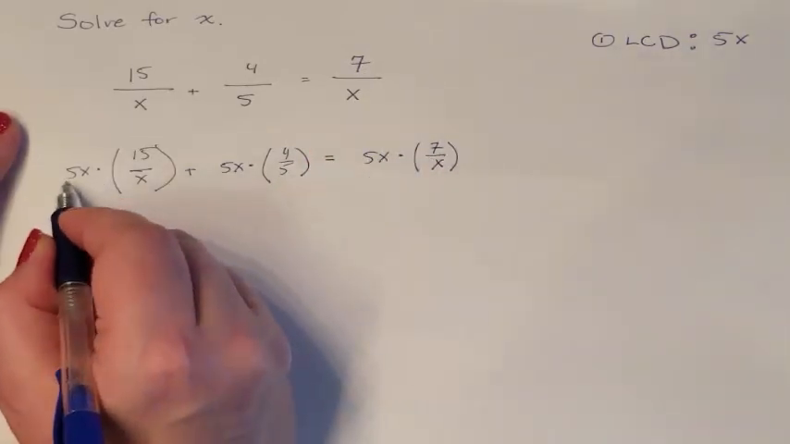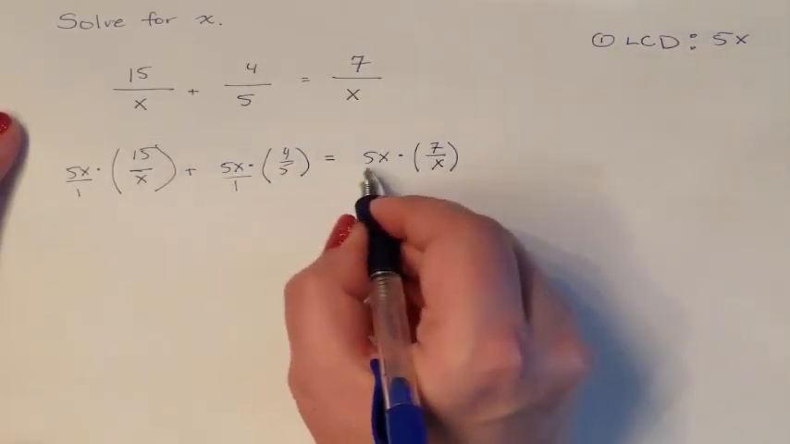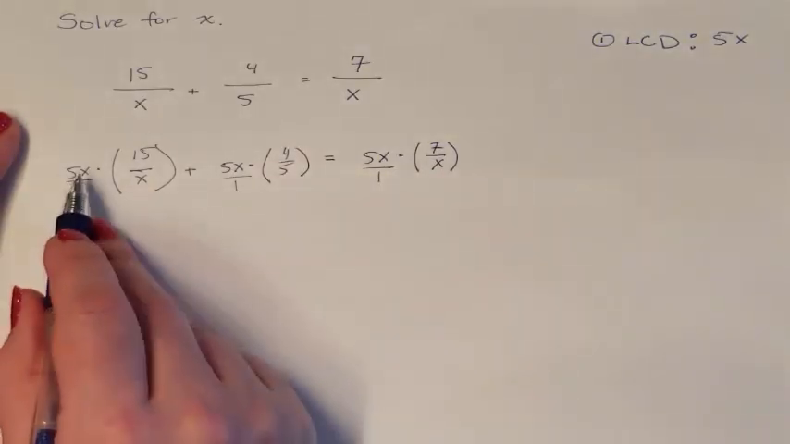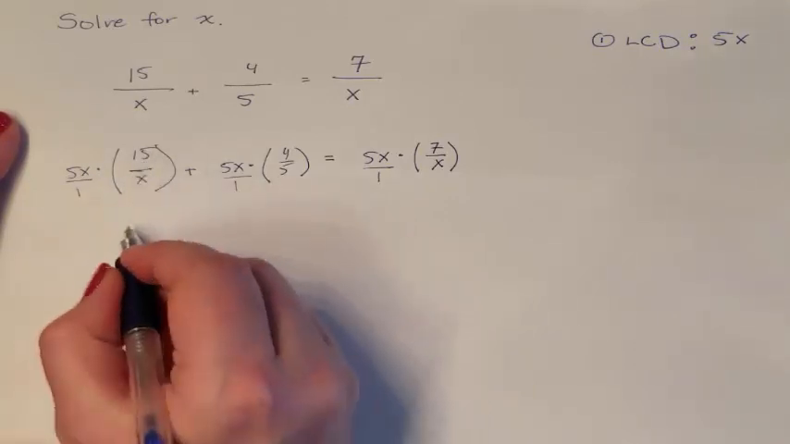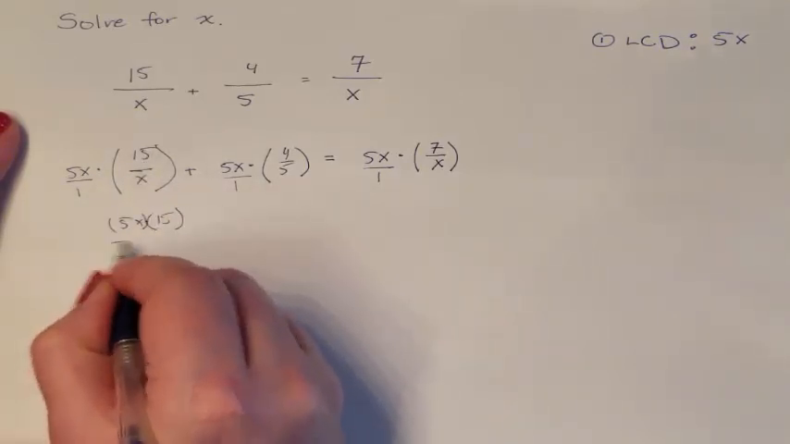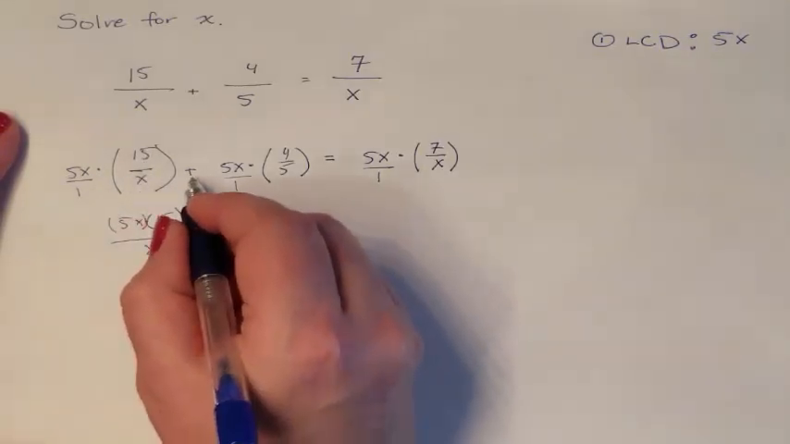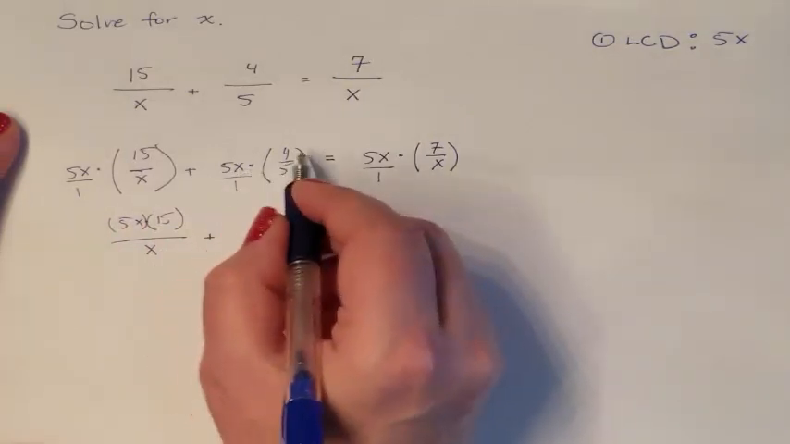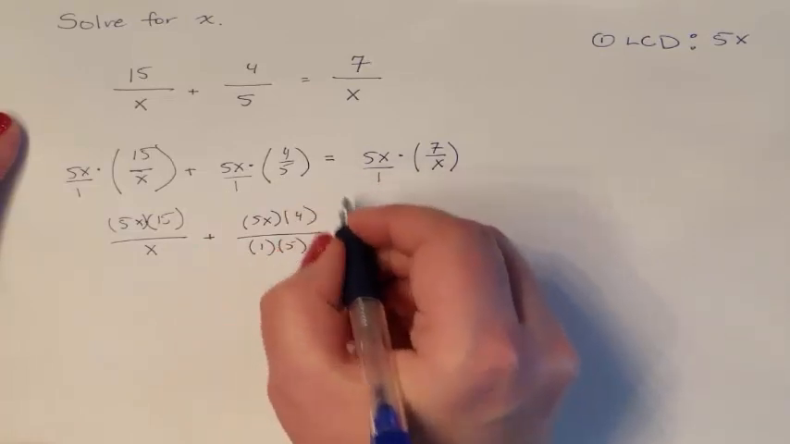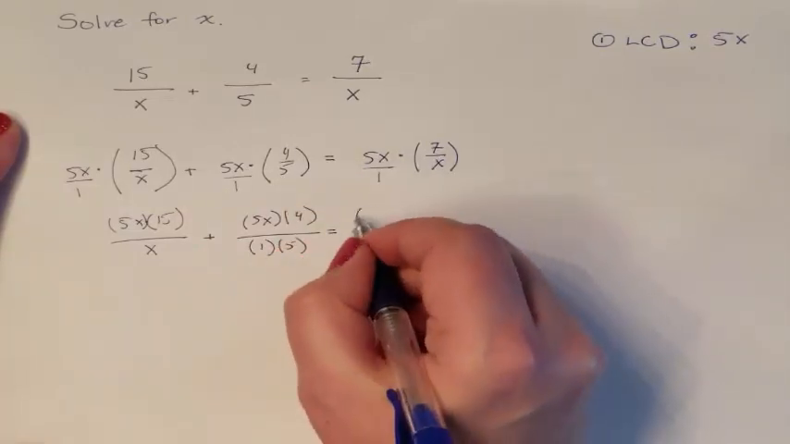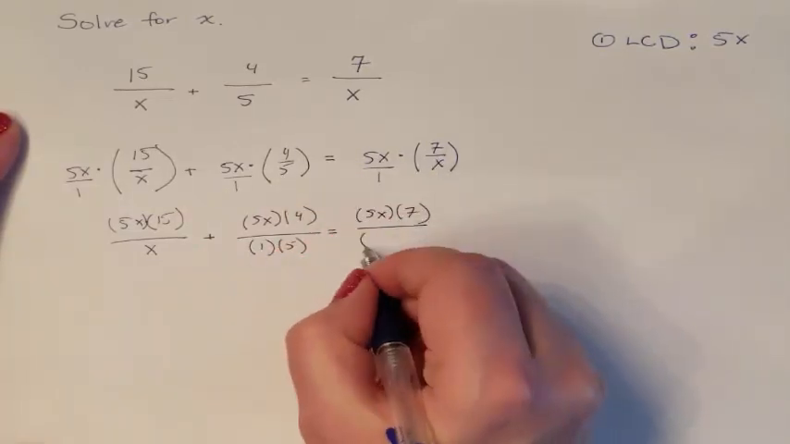Now these are technically all fractions of all over 1, so if you need to do that so you can see it, you can. Remember, when we multiply fractions, we multiply straight across. So this is a 5x times 15 all over 1 times x is x, plus this fraction is 5x times 4, 1 times 5, there's an equal sign, 5x times 7, 1 times x.